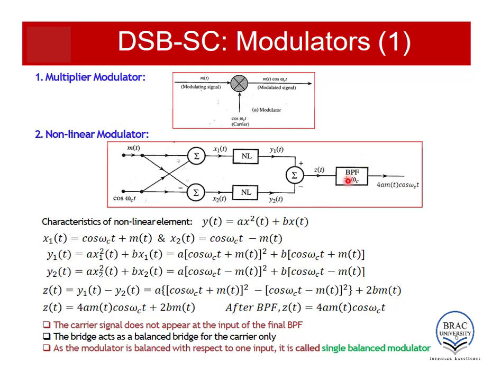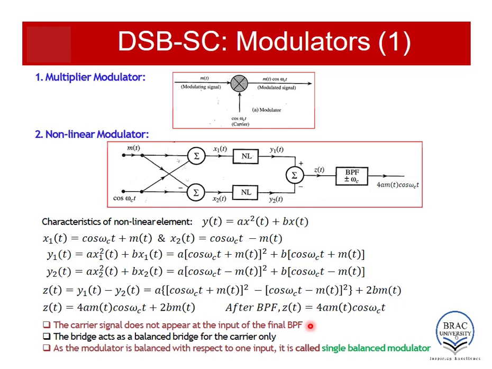You can see there is a bandpass filter which actually passes the component having the frequency closer to omega c, so only this component will be passed and this low frequency component will be blocked. As you can see, there is our message multiplied by the carrier, so this is the modulated signal. It has some coefficient in front of it, but that is not a concern.